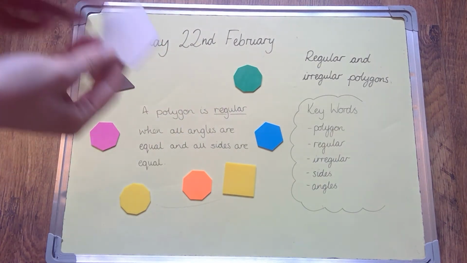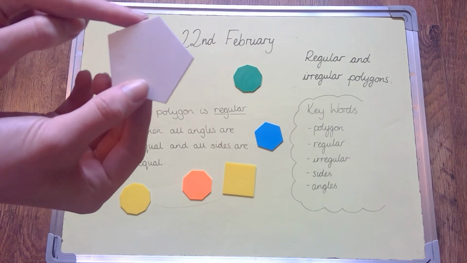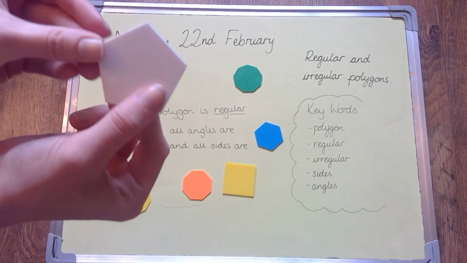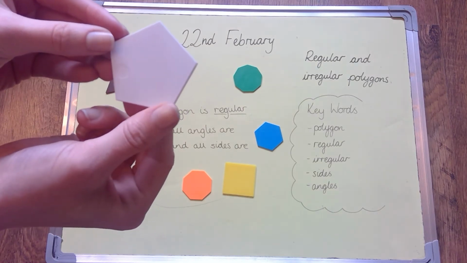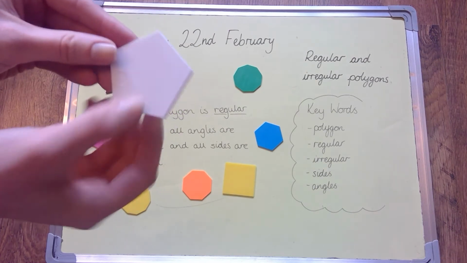So let's look at this one, for example. So this is our pentagon. Okay, we've got 1, 2, 3, 4, 5 sides that are all the same length. And then all of the angles on the inside are also equal.